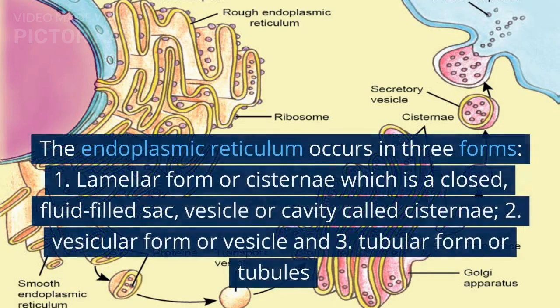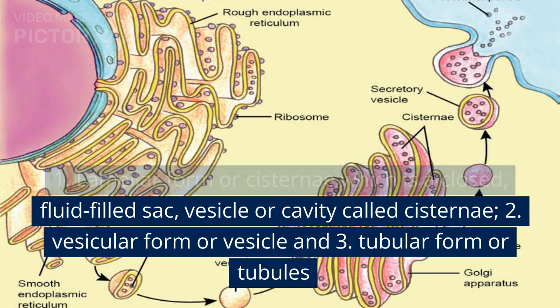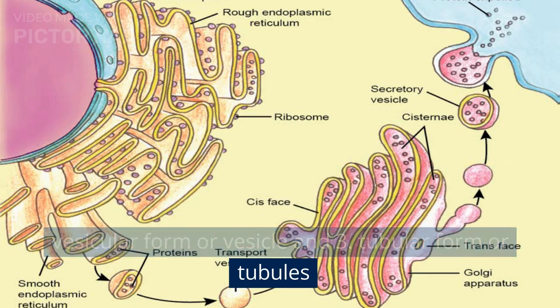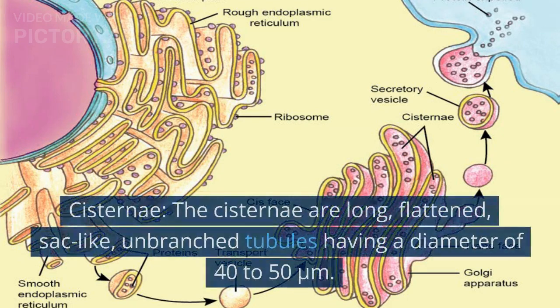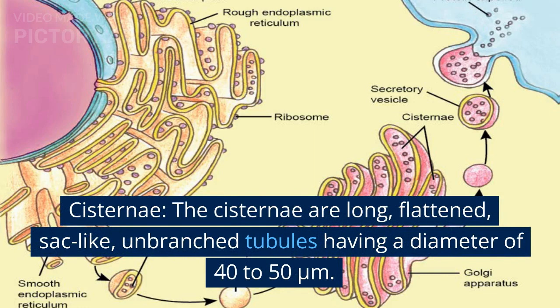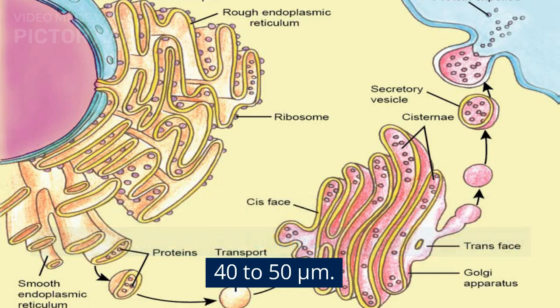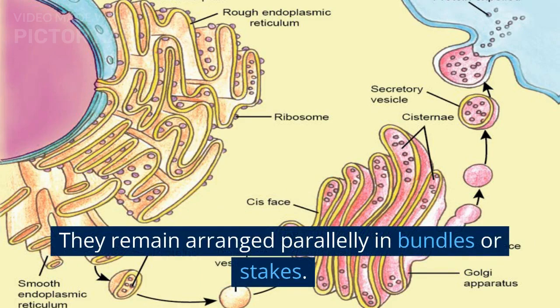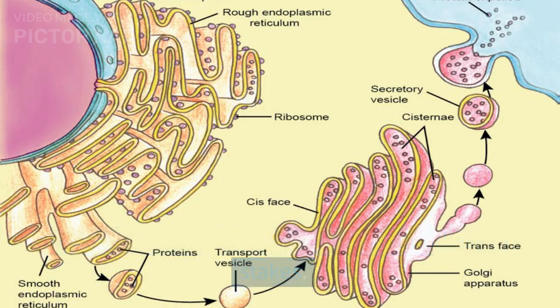Morphology. The endoplasmic reticulum occurs in three forms: 1. Lamellar form or cisternae, which is a closed, fluid-filled sac, vesicle or cavity called cisternae. 2. Vesicular form or vesicle, and 3. Tubular form or tubules. Cisternae. The cisternae are long, flattened, sac-like, unbranched tubules having a diameter of 40 to 50 micrometers. They remain arranged parallelly in bundles or stacks.